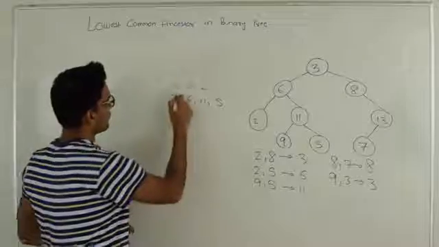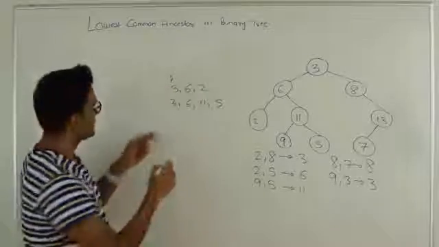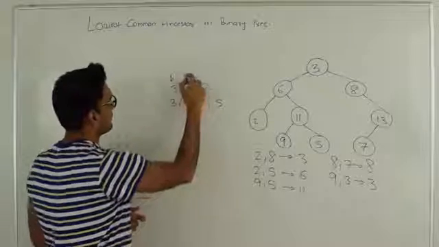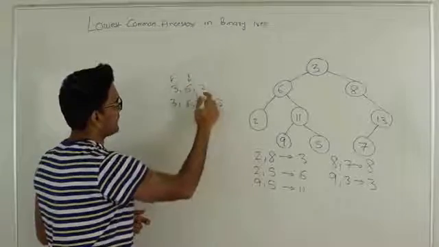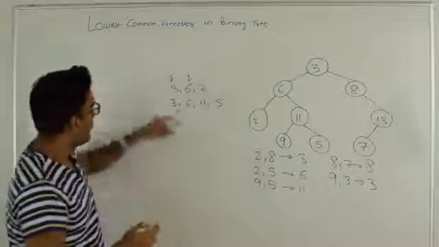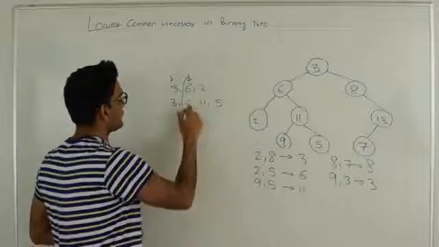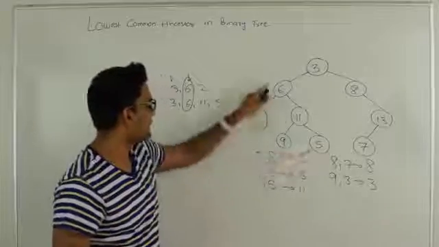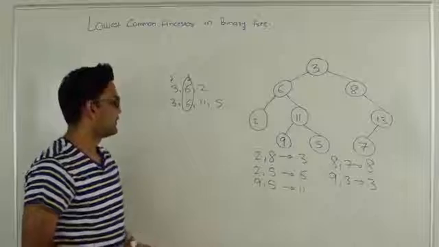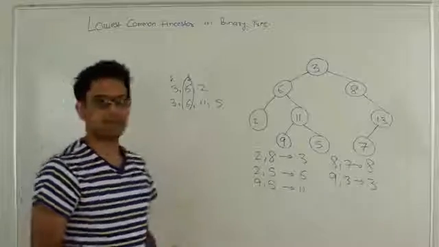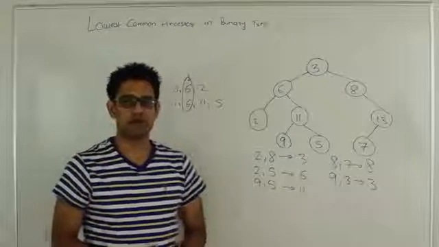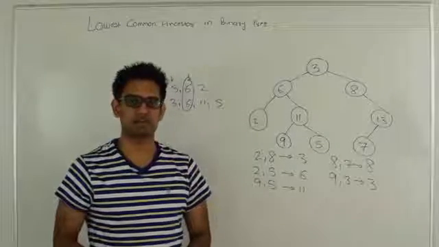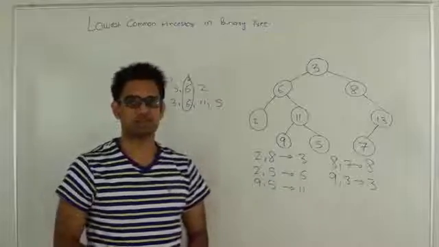So what happens is we keep checking till the point at which the paths become different. So 3 and 3 is same, 6 and 6 is same, 2 and 11 is not same. It means that 6 is going to be the lowest common ancestor of 2 and 5. The problem with this approach is that it needs extra space. So next we are going to look at the algorithm which finds the lowest common ancestor in linear time and it does not take extra space.